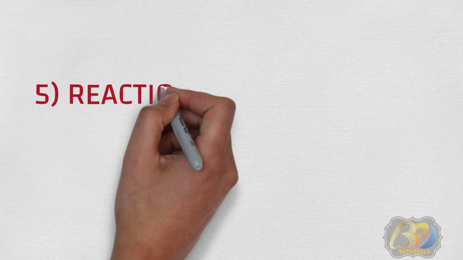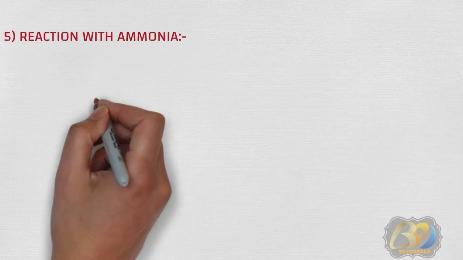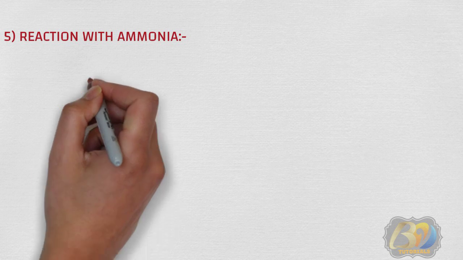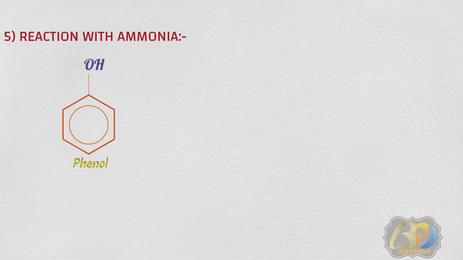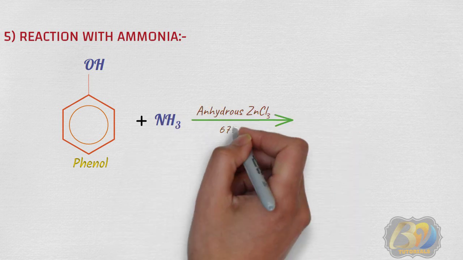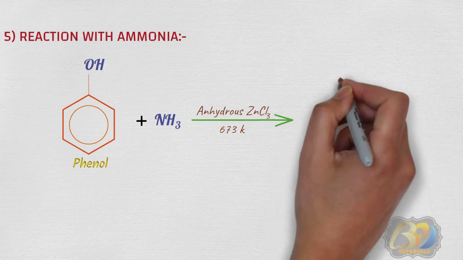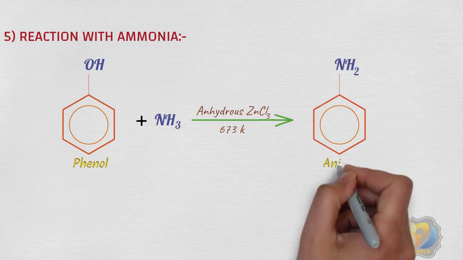The fifth one is reaction with ammonia. In this reaction, phenol is treated with ammonia in the presence of anhydrous zinc chloride at 673 Kelvin temperature to produce aniline with the loss of a water molecule.